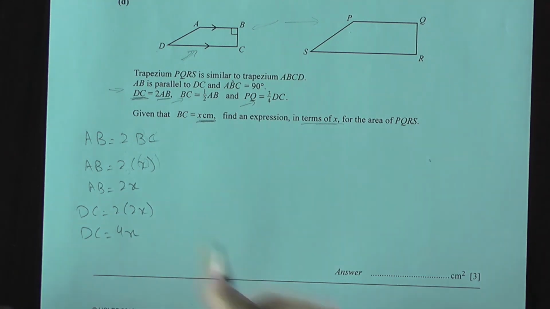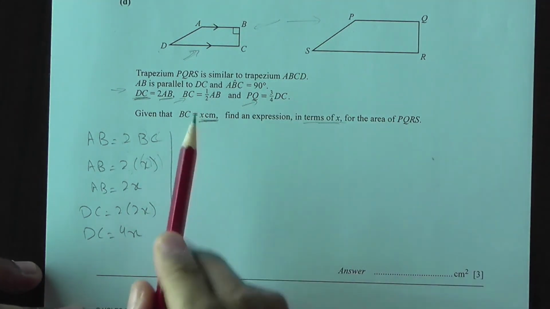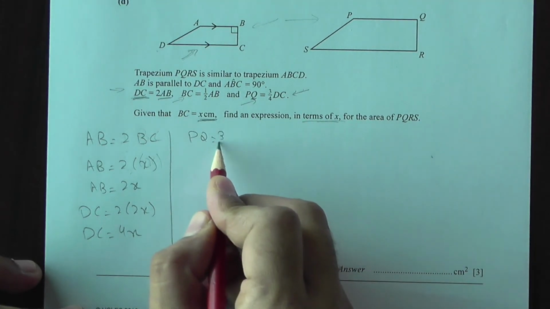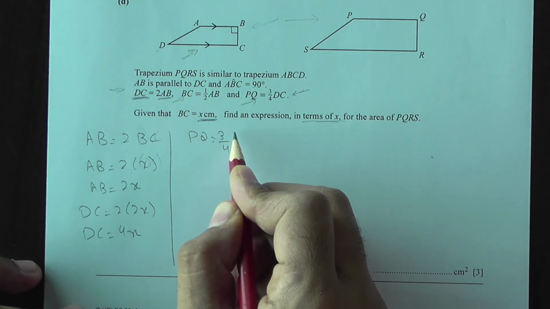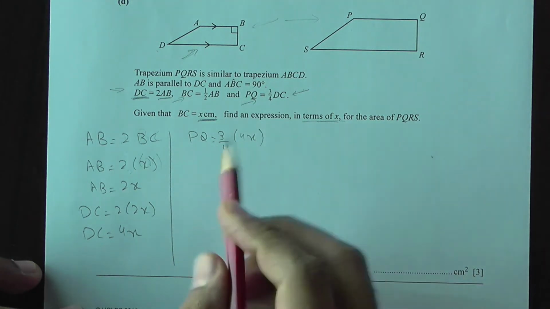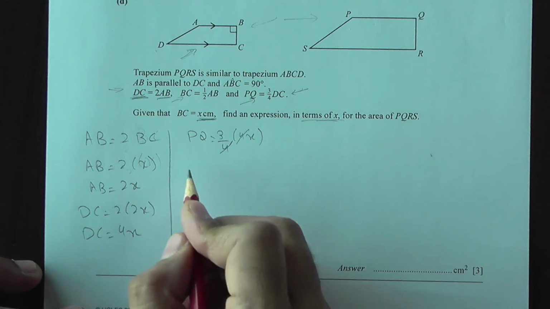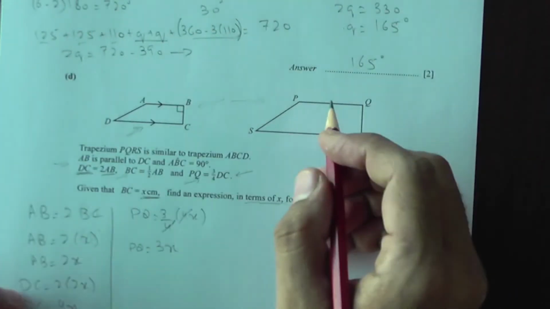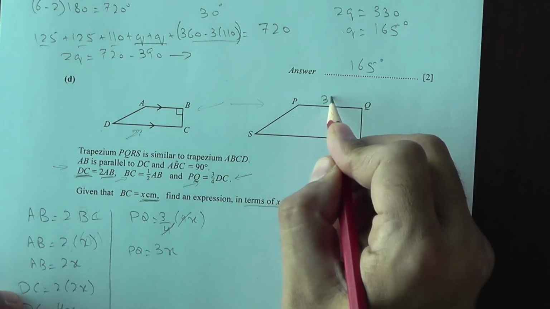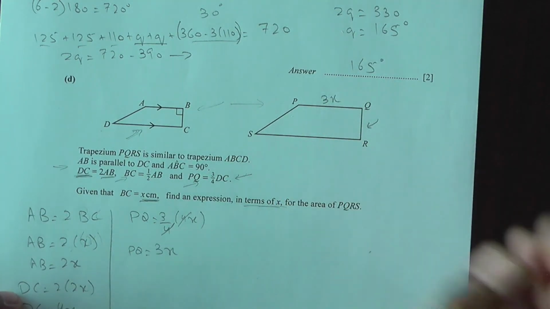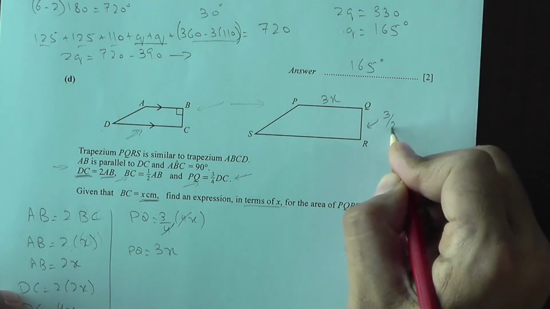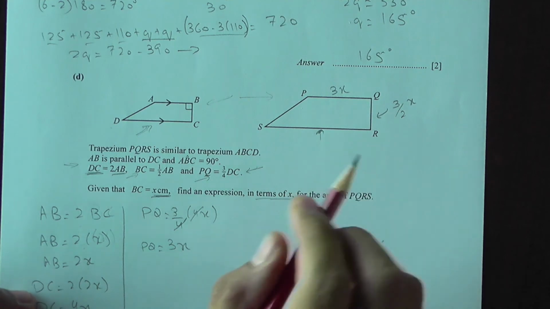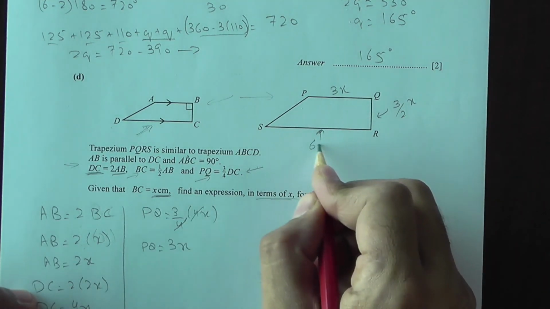If DC is 4x, then over here they say that PQ is equal to 3 over 4 DC, which is 4x. You cancel out the two 4's, you're left with PQ being equal to 3x. Okay, so if PQ over here is 3x, the height is supposed to be half of that. That means 3 over 2x, and SR, this parallel line, is supposed to be double of 3x, which is going to be 6x.